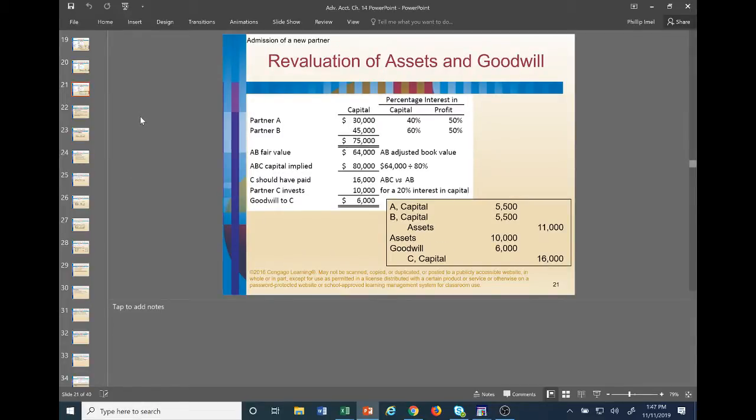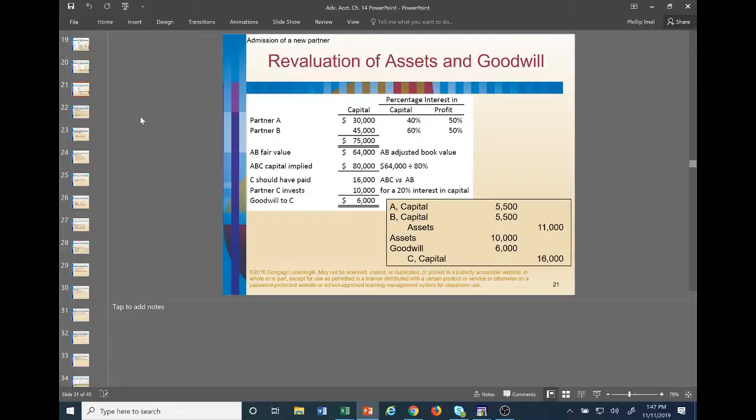Revaluation of assets and goodwill. So the previous examples of accounting for new partners' investment assumed that either asset revaluations or goodwill recognition were appropriate as mutually exclusive choices. Now, in reality, some combination of the two may be appropriate. Continuing with the previous example, assume that the $75,000 book value of the previous partnership has a fair value of $64,000, and new partner C's investment remains at $10,000.